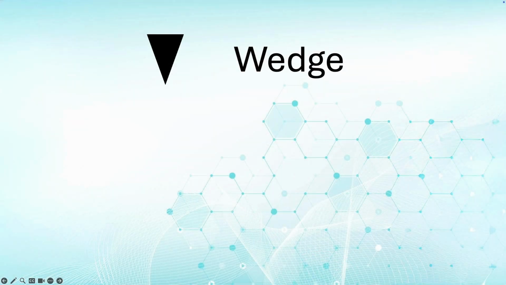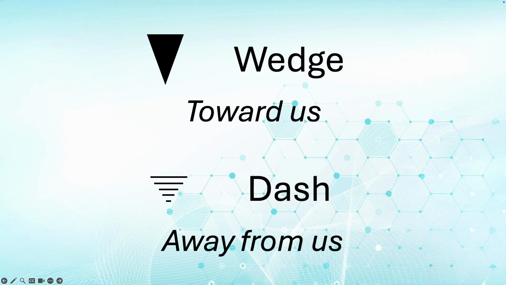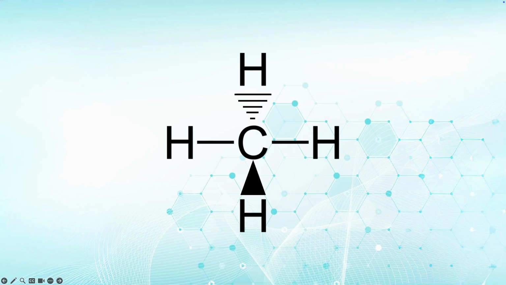We like to draw a wedge to show a bond going toward us, or out of the plane of the paper, and a dash to show a bond going away from us, behind the plane of the paper. If one bond is going toward us and one bond is going away from us, the other 2 bonds should be going to the sides, which we'll show with the same straight lines we've been using.